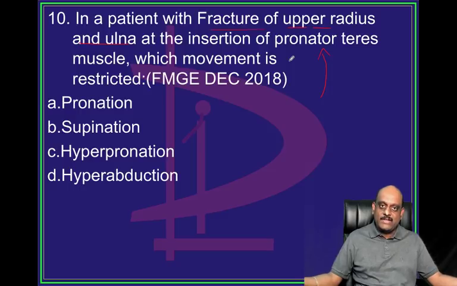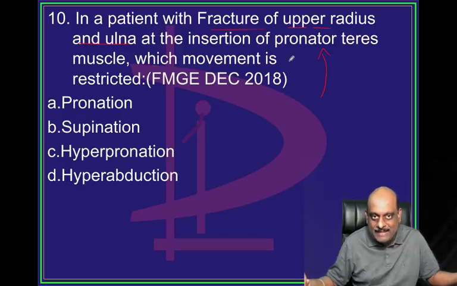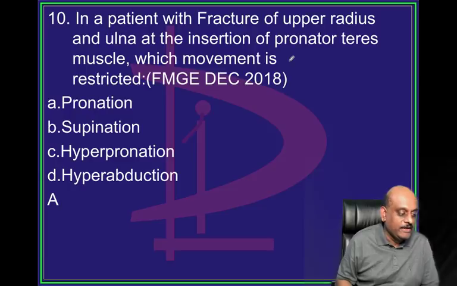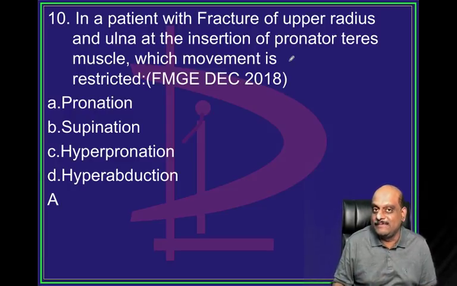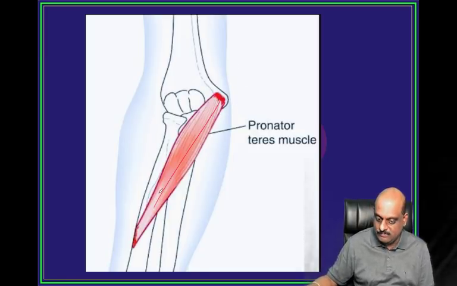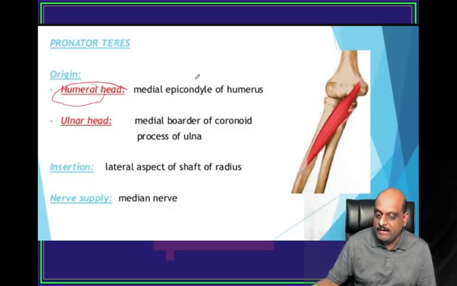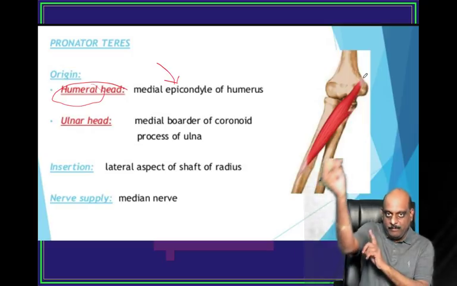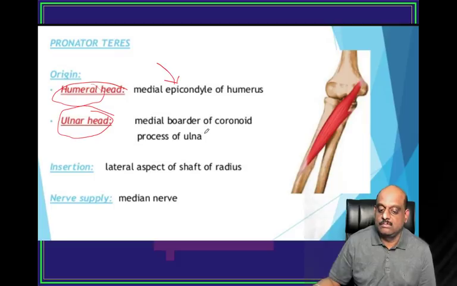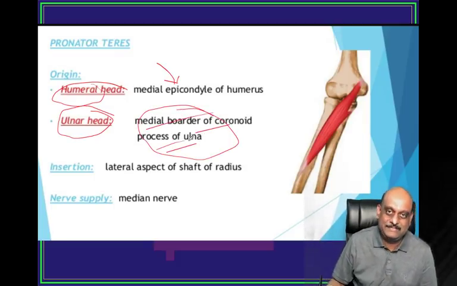Obviously, if something happens to pronator teres, there will be no pronation. Is that even something to say? So that is the reason, when you suddenly get such an easy question, don't get a heart attack in the exam hall, right? So the pronator teres muscle: you should remember it has one humeral head attaching to the medial epicondyle of the humerus, and an ulnar head which is attached to the medial border of the coronoid process of the ulna.